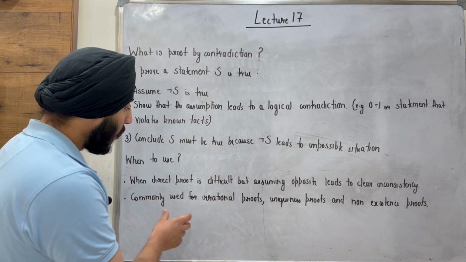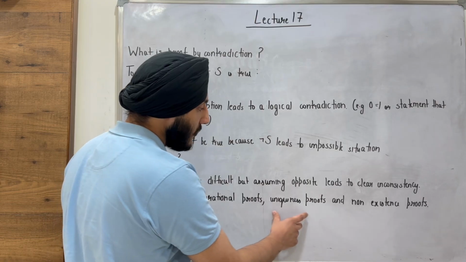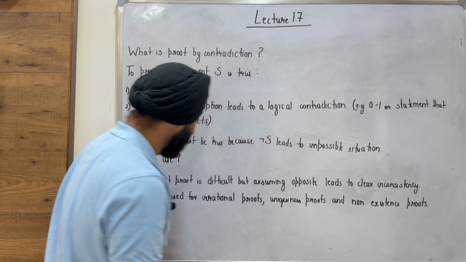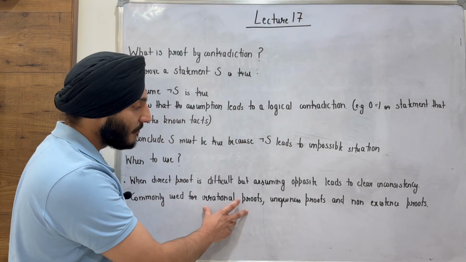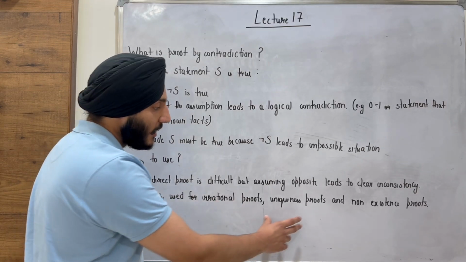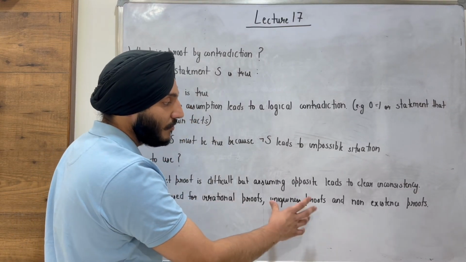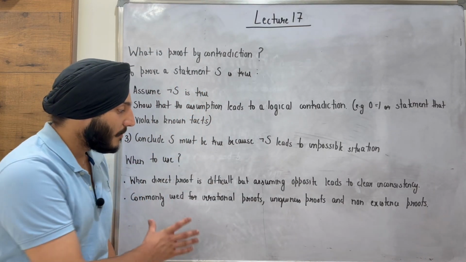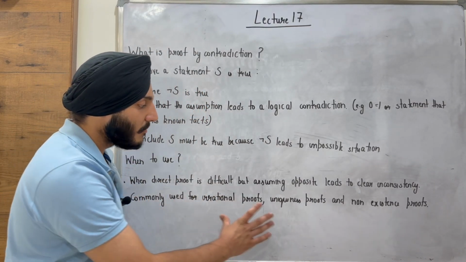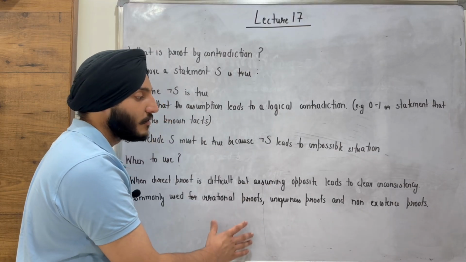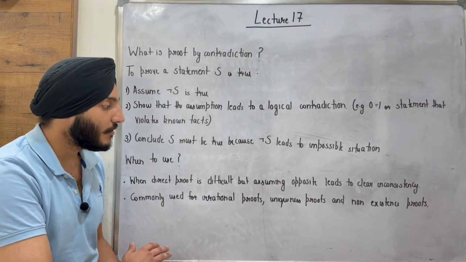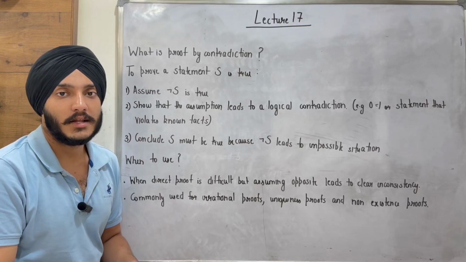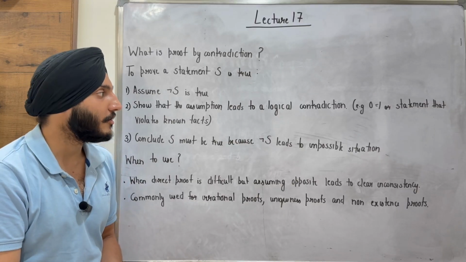Second, it is commonly used for irrationality proofs, uniqueness proofs, and non-existence proofs. Just like I said, when we are trying to prove something is irrational, or that something is unique, or that something does not exist, these are the basic types. You can keep this in mind, so when you encounter such proofs, it will be clear in your mind that you're probably supposed to do it with contradiction.